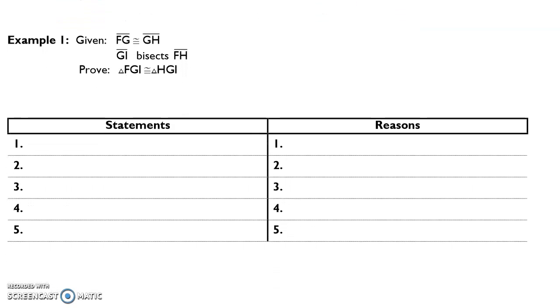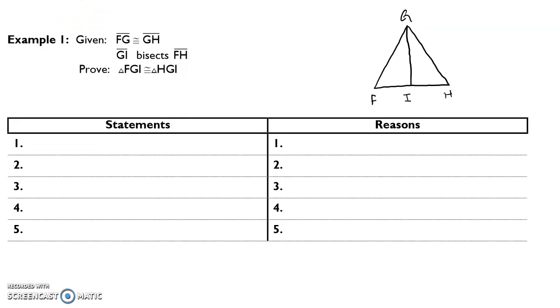Let's take a look at our first proof. Here's our first example. And there was no diagram, so now there is magically. So I have one given here. Segment FG is congruent to segment GH. And I have that segment GI bisects segment FH. Well, that's telling me that these two segments are congruent. Right now, I have two congruent statements. So this is going to allow me to conclude that segment FI is congruent to segment IH.